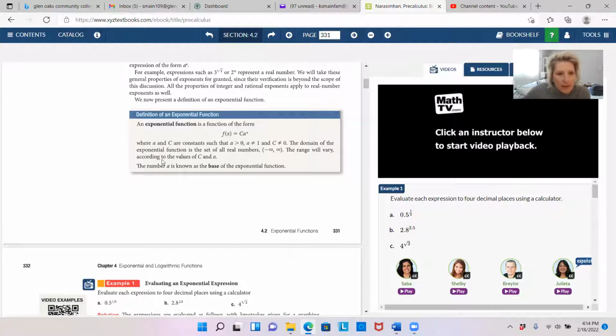The domain of the exponential function is the set of all real numbers, always. And the range will vary depending on what c and a are. And we're going to look at those situations today as well. The number a is known as the base of the exponential function.